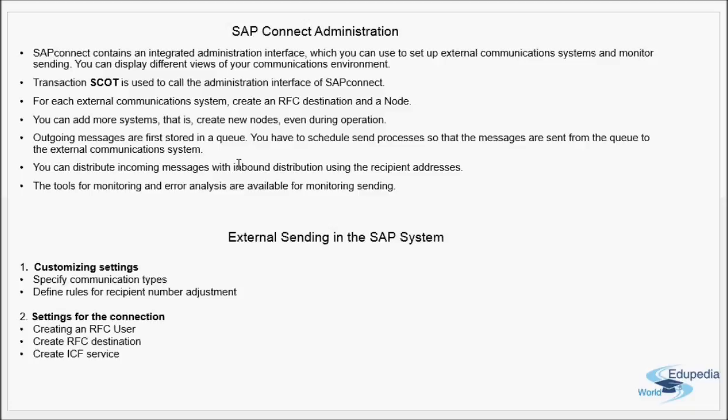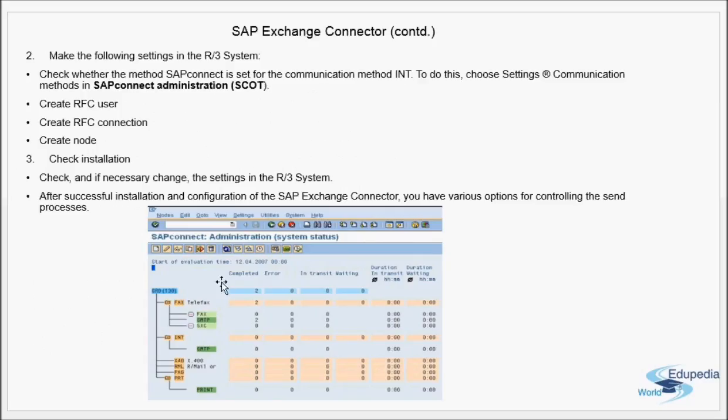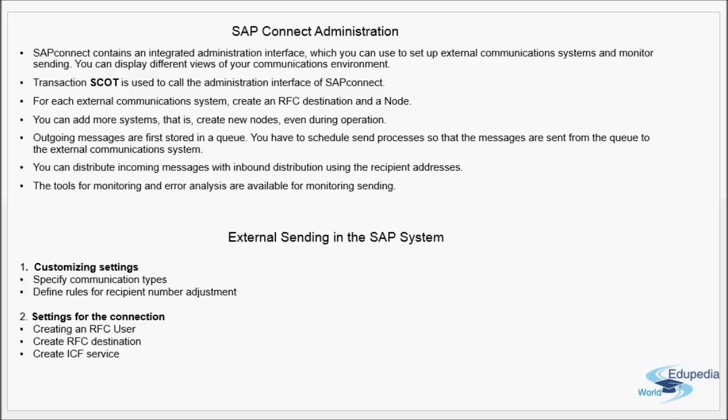The transaction SCOT is used to call the administration interface of SAP Connect that we have seen. For each external communication system, create an RFC destination and a node. So for each different communication type, fax or internet or X.400, paging, whatever it is, we create a node and it should have an RFC destination also. You can add more systems, that is, create new nodes, even during operation. So SCOT can be changed during the support phase also. You can add new nodes, you can delete existing nodes, whatever it is.